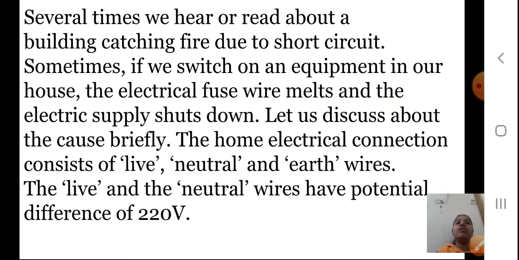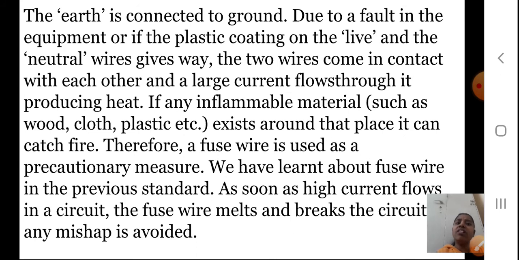Now, several times we hear or read about a building catching fire due to short circuit. Yes, you must have heard this. Sometimes if we switch on an equipment in our house, the electrical fuse wire melts and the electric supply shuts down. Yes, this happens. Let us discuss the cause briefly. Why does this happen, students? The home electrical connection consists of live, neutral and earth wires. Remember this. The live and the neutral wire have a potential difference of 220 volts. The earth wire is connected to the ground.